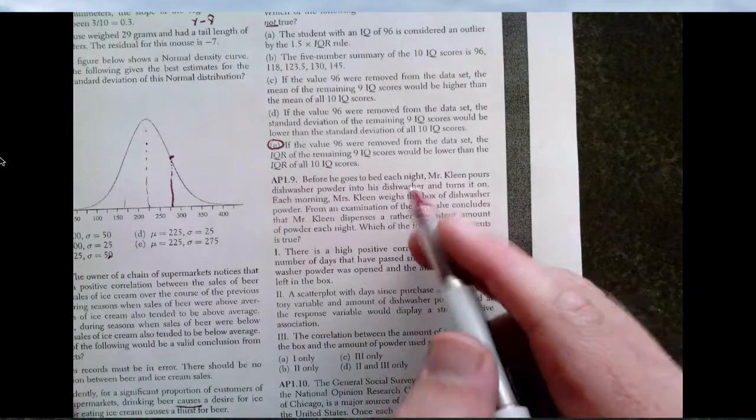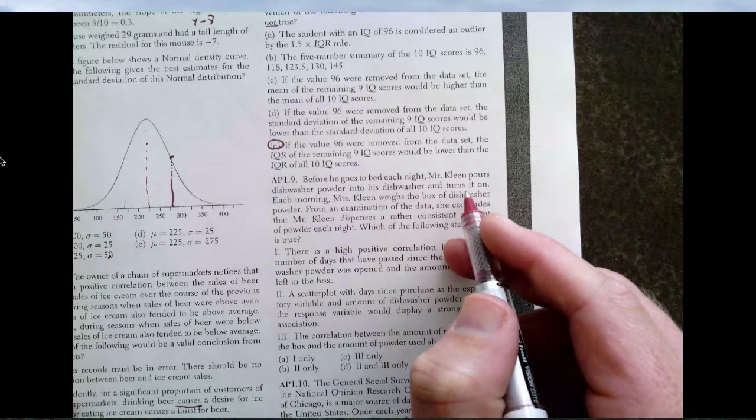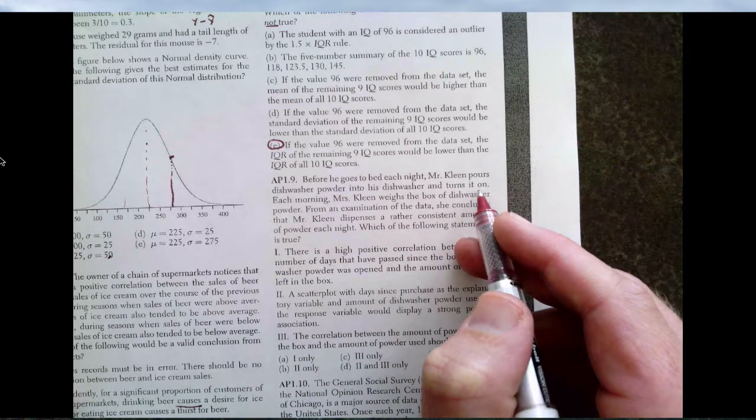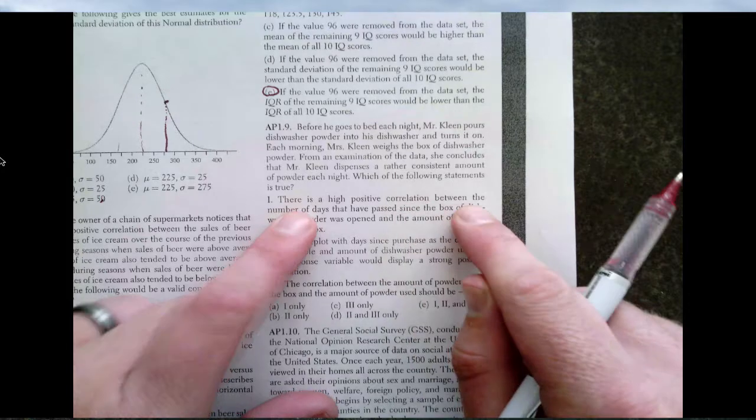Before he goes off to bed each night, Mr. Clean pours dishwasher powder into his dishwasher and turns it on. Okay, from the examination of the data, he concludes that Mr. Clean dispenses a rather consistent amount of powder each night. Which of the following statements is true? Okay, so one says there's a high positive correlation between the number of days that have passed since the box was opened and the amount that is left in the box.